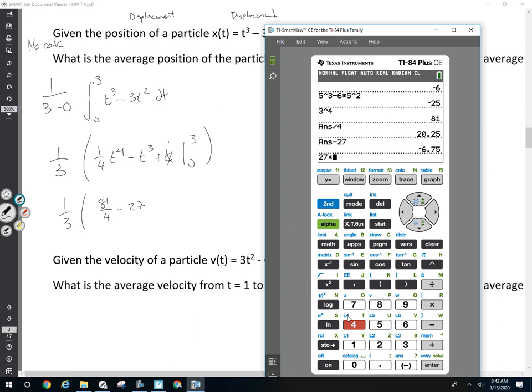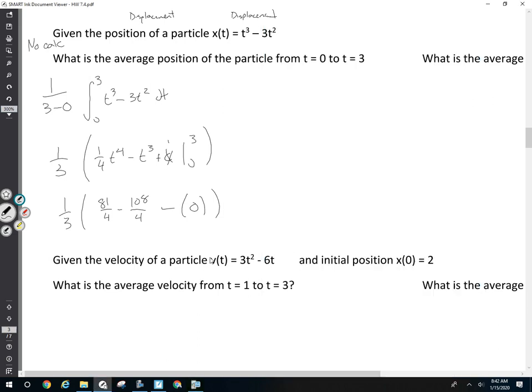27 is 108/4. Also, subtract your initial position, which is 0. You don't have to worry about that. So 81 minus 108, just to do this quickly, is negative 27/4. So I got 1/3 times negative 27/4, which is negative 9/4.